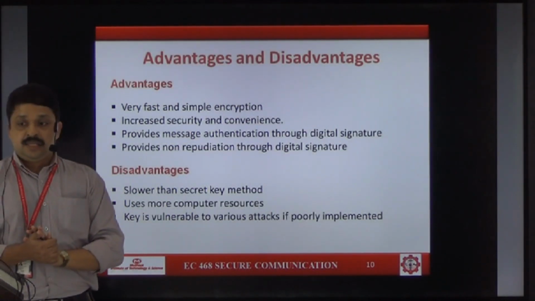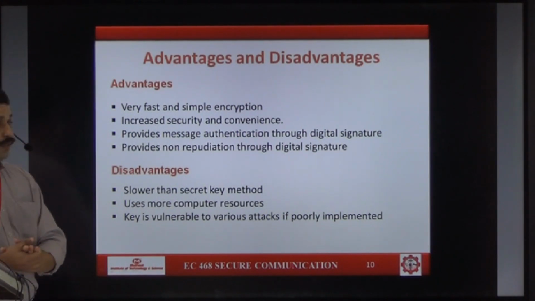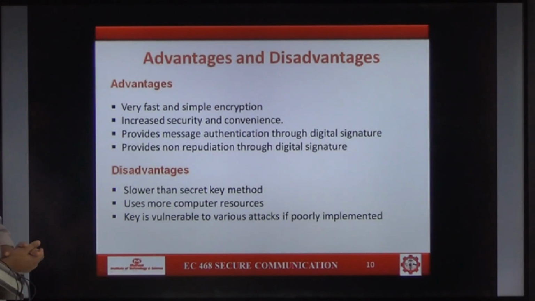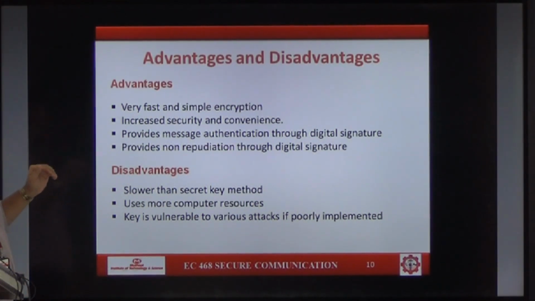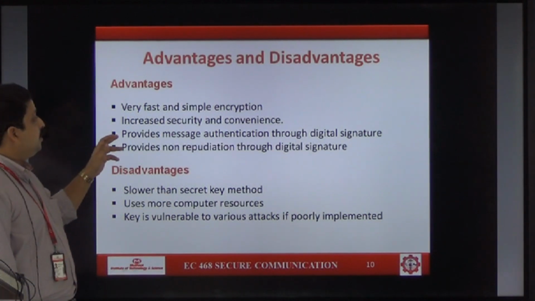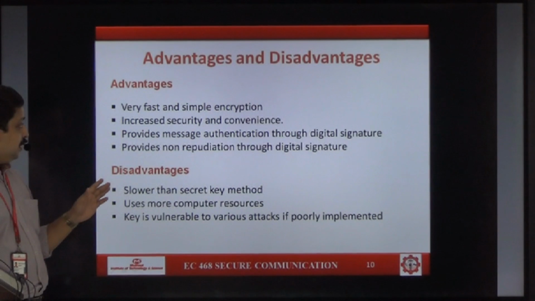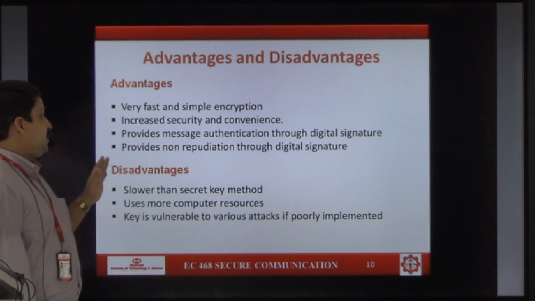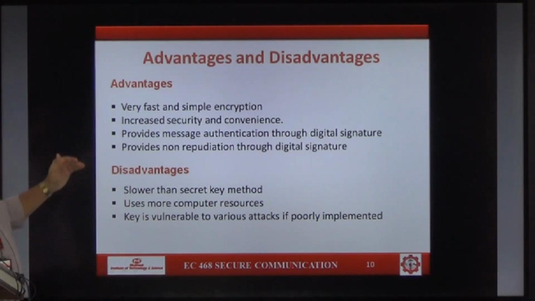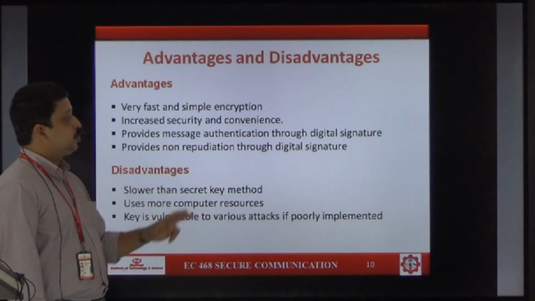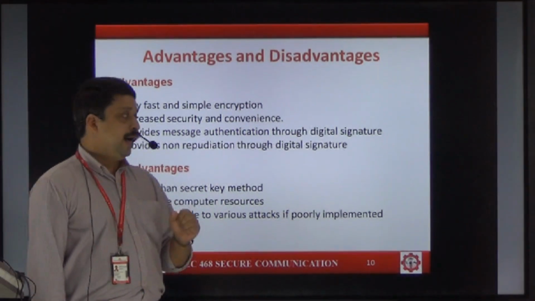Now we will see some of the advantages and disadvantages of RSA. The first advantage is that for the computation, that is for encryption, it is very fast and simple. That is, encryption is fast and simple. Then the security is increased and convenience is also increased. Now, as I explained earlier, it provides message authentication through digital signature. That is, authentication is ensured with the help of RSA.